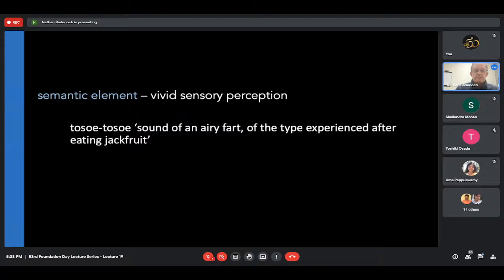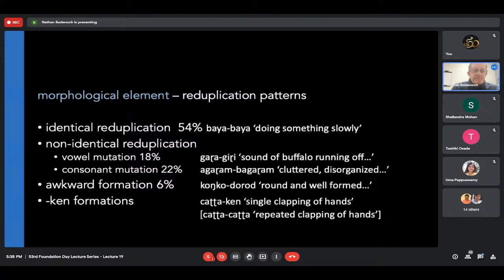And of course, there are the morphological elements, the reduplication patterns. Basically, we talk of four different types in Mundari expressives. The first is identical reduplication, of which about 54% of our dictionary of Mundari expressives, which has more than 1,500 items, are, such as baya baya, doing something slowly. Non-identical reduplication comprises vowel mutation, about 18%, and consonant mutation, about 22%. The type of vowel mutation is garangiri, the sound of buffalo running off in a group or herd, and consonant mutation with agaram bagaram, which is a cluttered, disorganized situation.